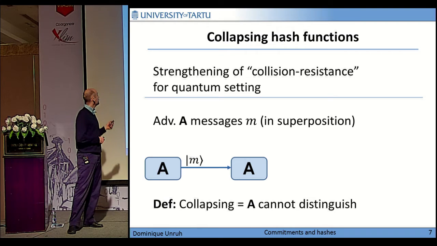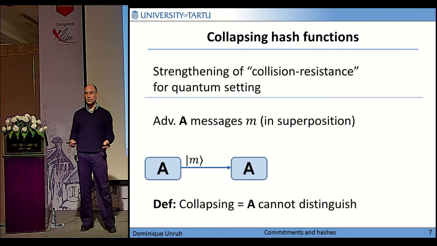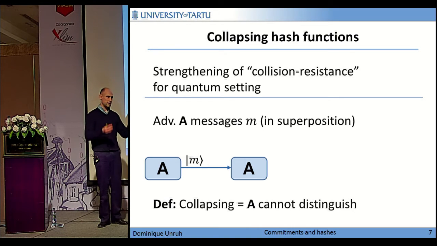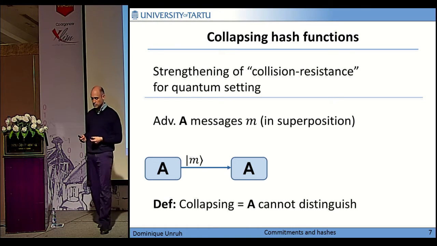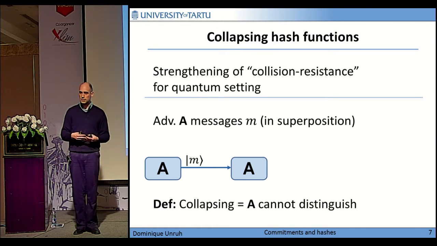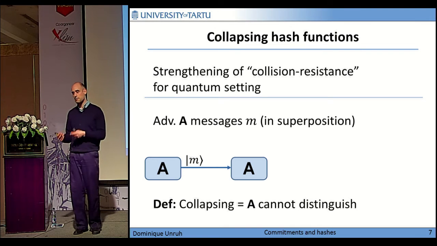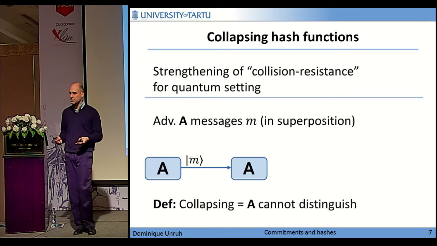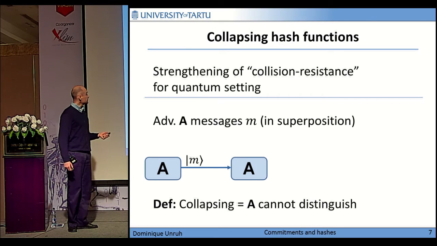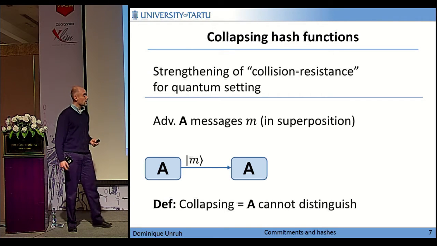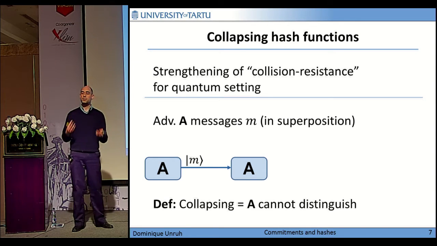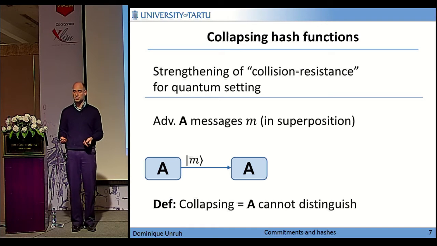So let me first tell you now what a collapsing hash function is. I will now show you the definition. I'm showing you the definition a bit differently than it is in the paper, because after the paper I came up with a more intuitive way of phrasing it, but it can easily be seen to be equivalent. So consider a hash function, and now we want to generalize the idea of being collision resistant to the quantum setting.